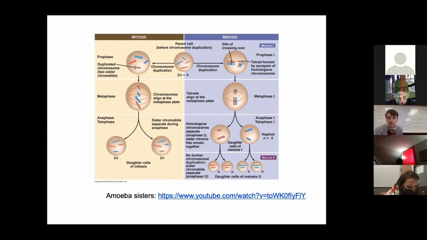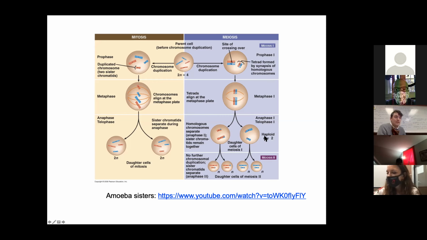of independent assortment. He couldn't see this. He didn't have a microscope. He didn't know what the cells looked like. But the mathematics that he used to predict how inheritance happens actually plays out right here as the tetrads align randomly on the metaphase plate. Because which side you end up on, left or right, determines which of these two daughter cells of meiosis 1 the chromosome ends up in. That's a critical point.